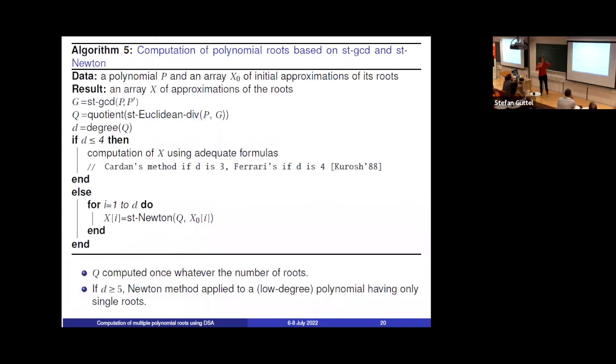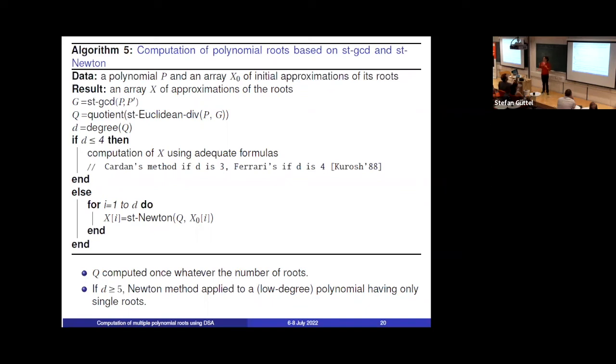And so now we put everything together. To compute multiple roots of polynomials, first we compute the GCD of P and its derivative P prime. We obtain a polynomial G. Then we compute the stochastic Euclidean division to divide P by G. We obtain a new polynomial Q of degree D.